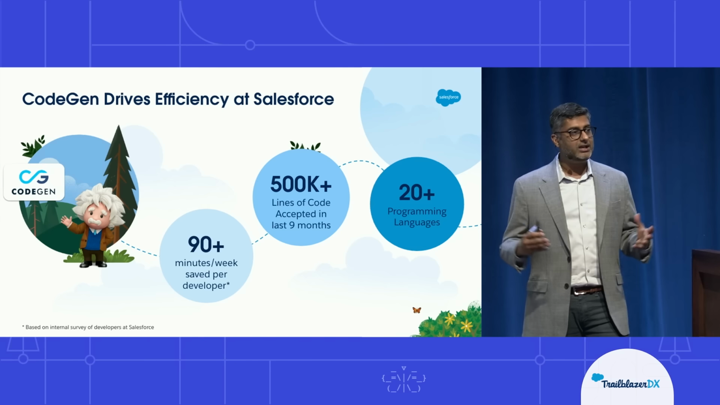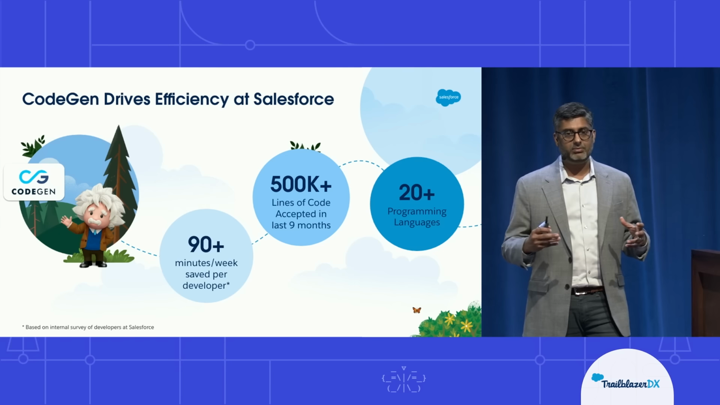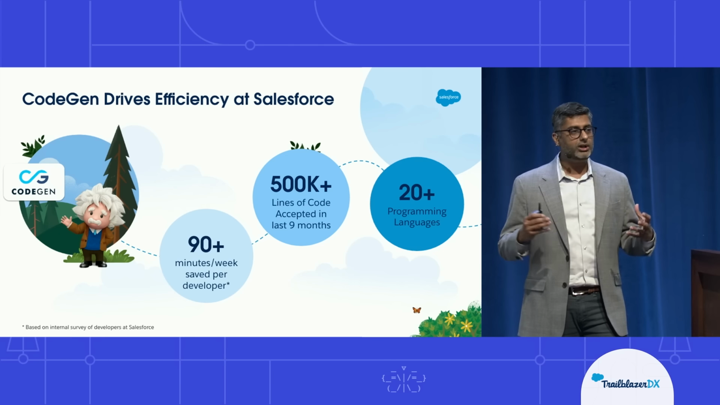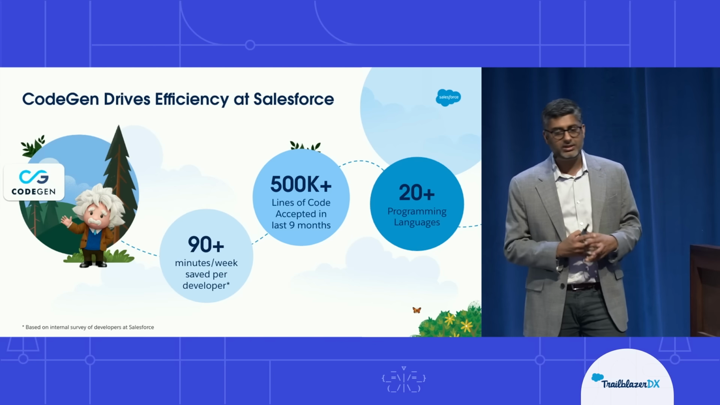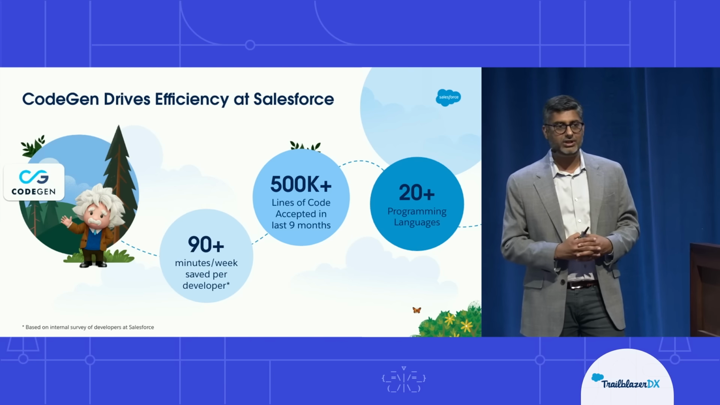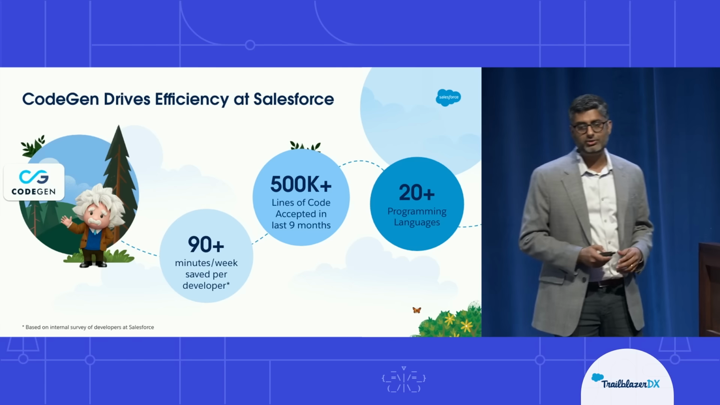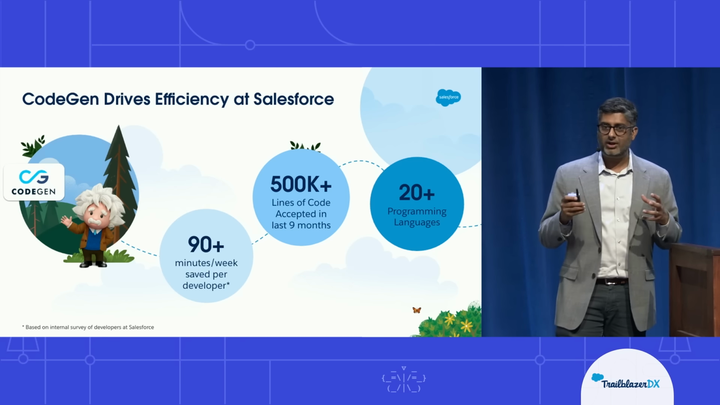And in the last 9 months, this model has written more than 500,000 lines of code that has been inspected and accepted by a human. The model itself has been trained with more than 80 languages. Our developers use around 20 odd languages on a day-to-day basis, so that's what the model is used for today. The model itself isn't the secret sauce here.